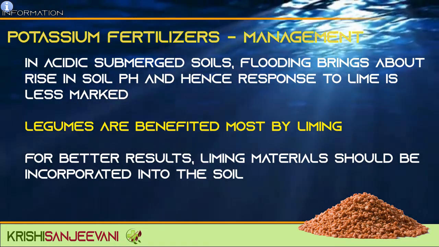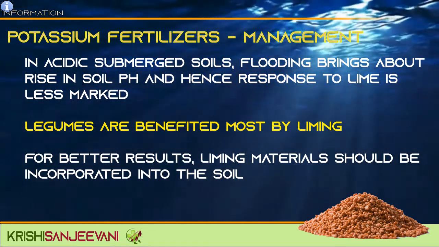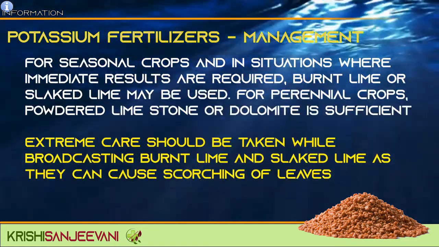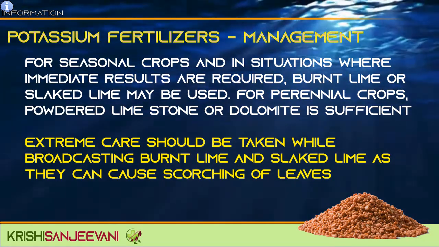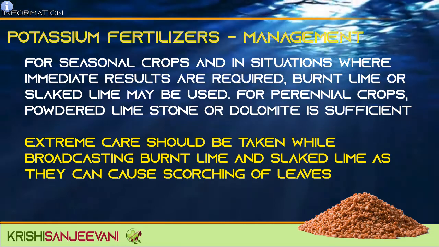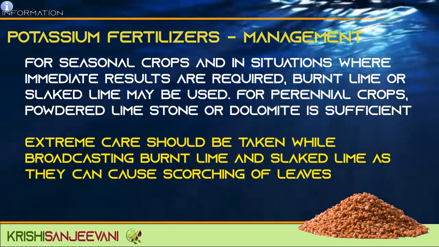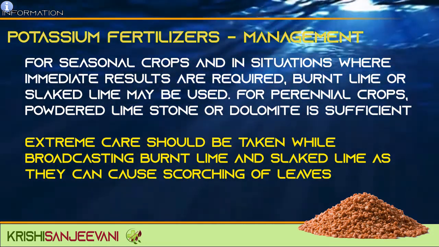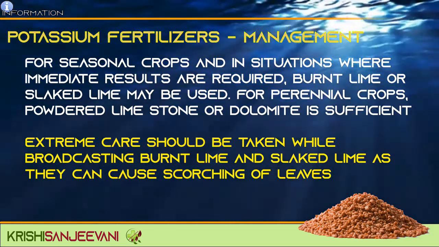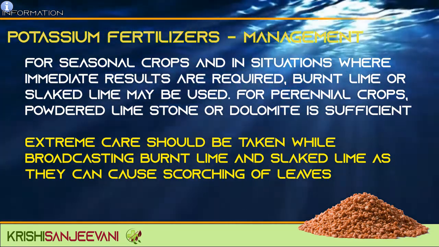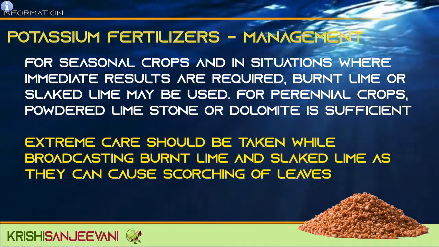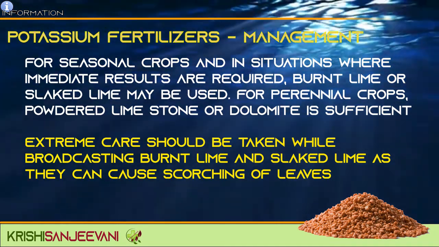For better results, liming materials should be incorporated into the soil. For seasonal crops and in situations where immediate results are required, burnt lime or slaked lime may be used. For perennial crops, powdered limestone or dolomite is sufficient. Extreme care should be taken while broadcasting burnt lime and slaked lime as they can cause scorching of leaves.